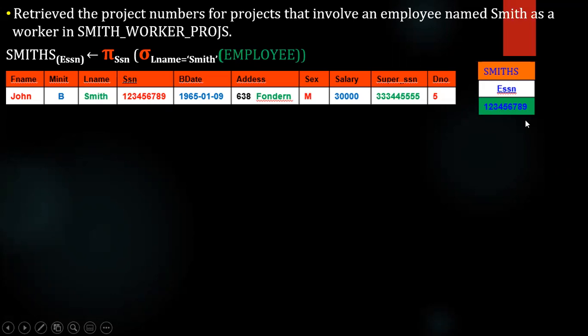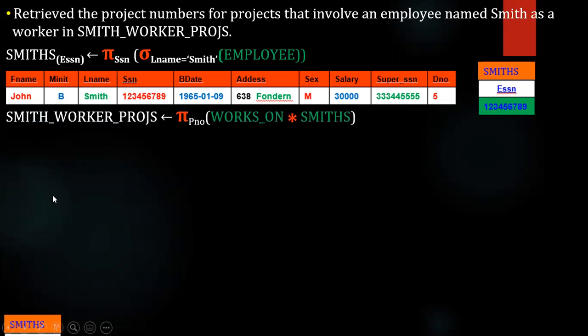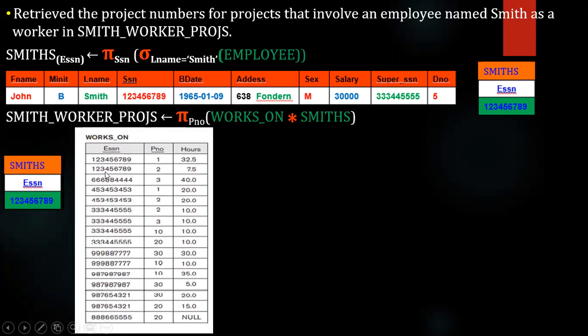Now I need to find the projects which are handled by this Smith. So what do I need to do now? Now you need to apply some join operation. Better apply natural join, because in the Smith table I have one column ESSN, and in the works on table I also have ESSN. This is the joining attribute. Then equalize these two attributes and find on which projects John Smith is working.